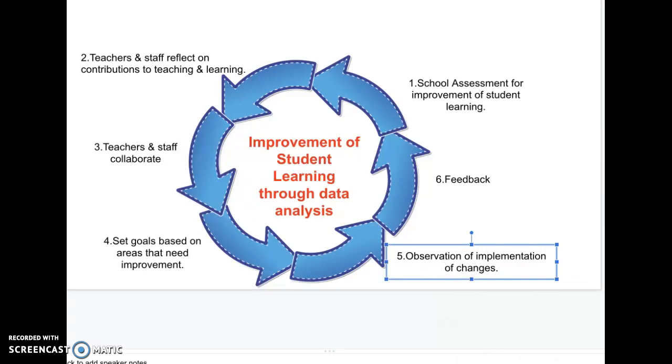Hi, this is Heather Fiore, and this is my data protocol graphic, Improvement of Student Learning Through Data Analysis. They would start at number 1 with the school assessment for improvement of student learning. Here's where they would institute assessments to obtain the data.